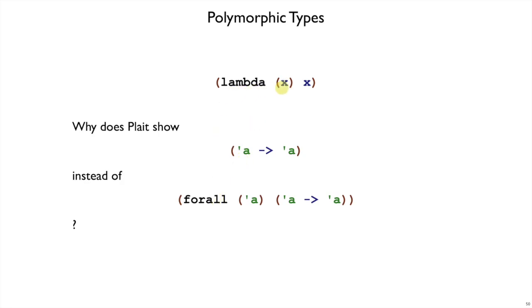For this lambda x x, Plait will show "a arrow a", and especially in Plait, I'll pronounce this alpha. It shows the type alpha arrow alpha instead of forall alpha, alpha arrow alpha. Now the type actually is forall alpha, alpha arrow alpha. It just abbreviates by not writing down the forall in much the same way that we don't write down the big lambdas. But there's a reason that being able to take this shortcut, not writing down the foralls, is justified.